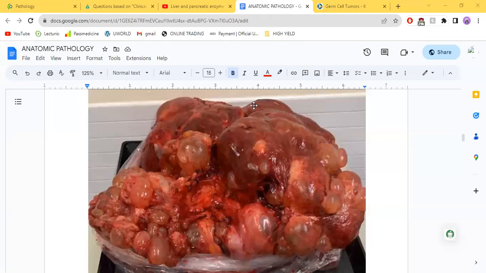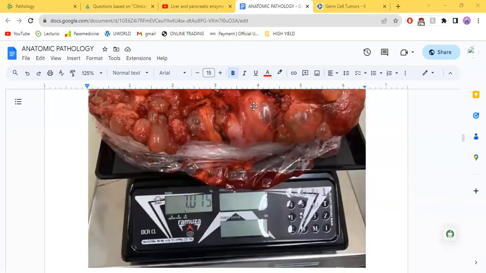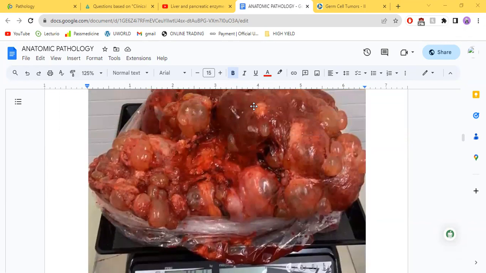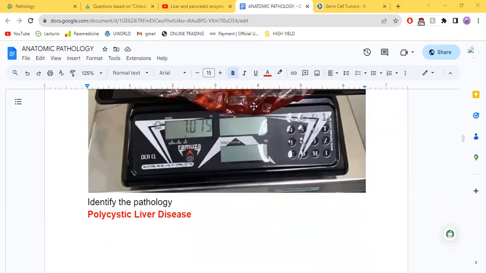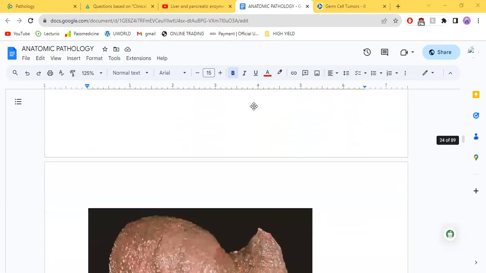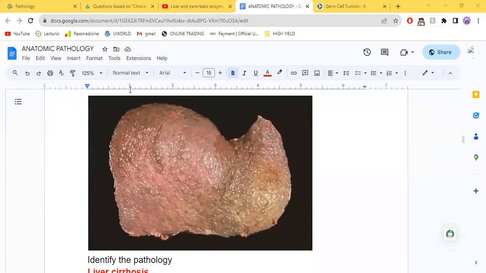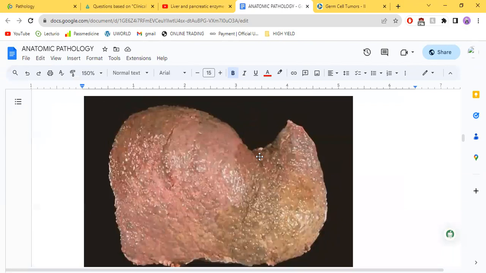What could this pathology be? Yeah, polycystic liver disease. Okay, so now we have the same organ, different pathology. What could be the pathology for this?